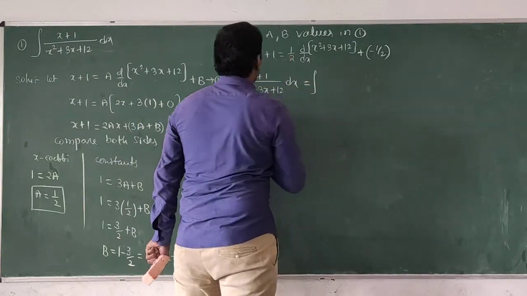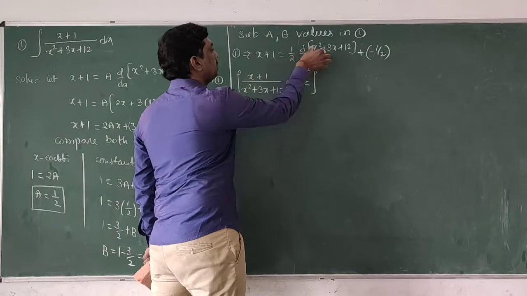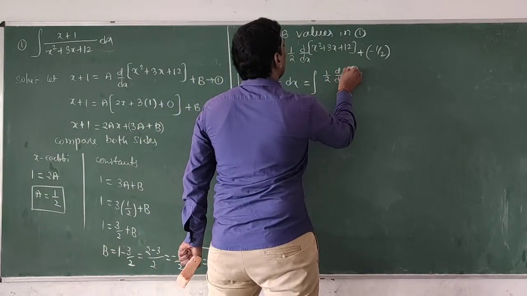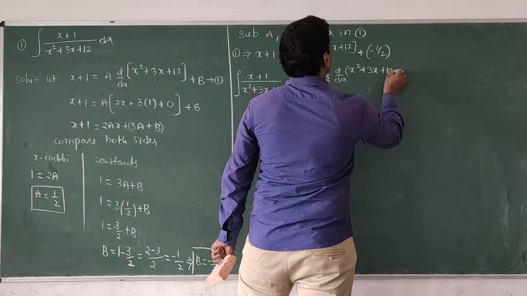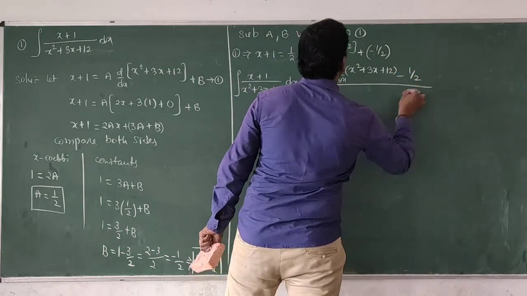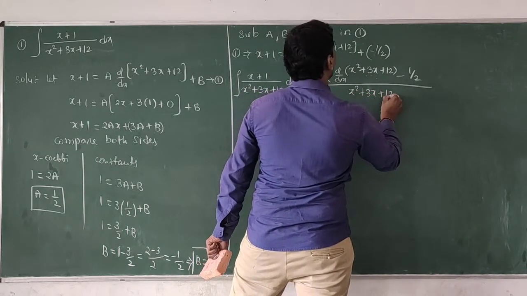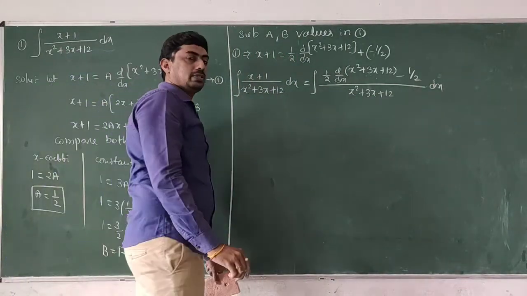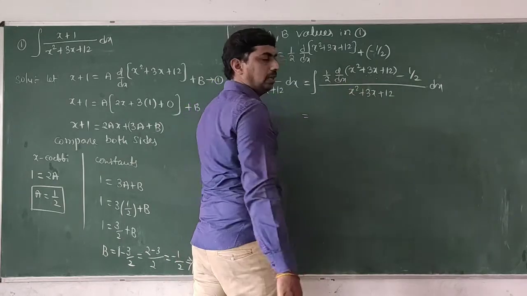Now in this problem, x plus 1 equal to, we got some value. Replace x plus 1 by this value: 1 by 2 into derivative of x square plus 3x plus 12, plus into minus, minus 1 by 2, whole by, write the denominator as this, x square plus 3x plus 12 into dx. Okay, any more doubts on this one? Yes, very good. Now separate the denominator.